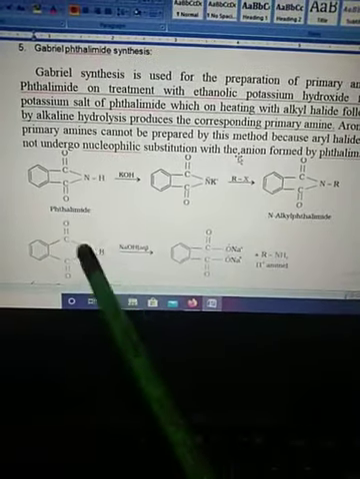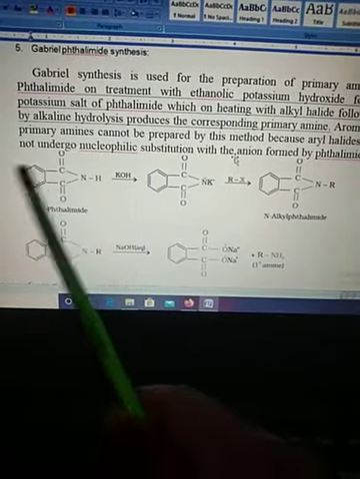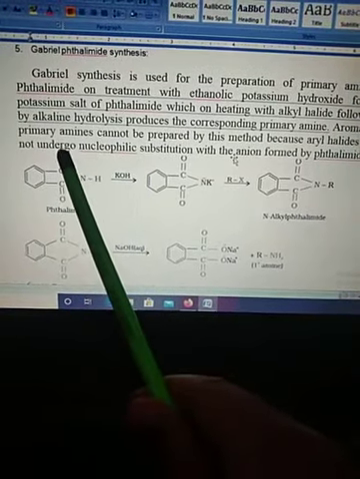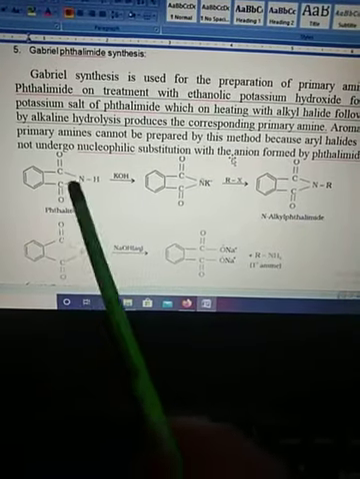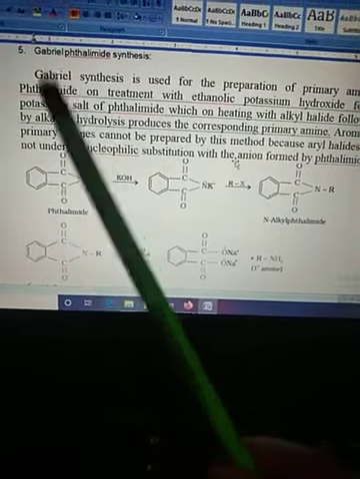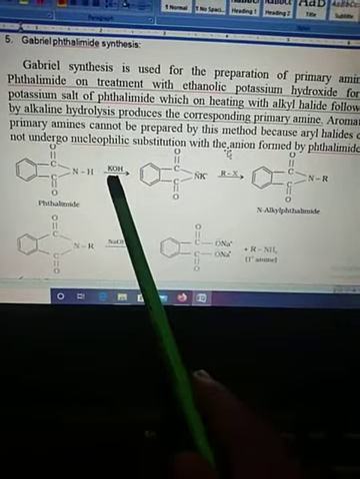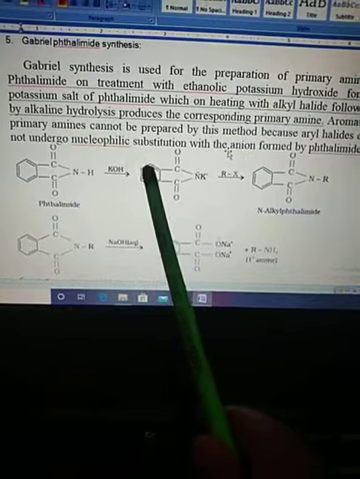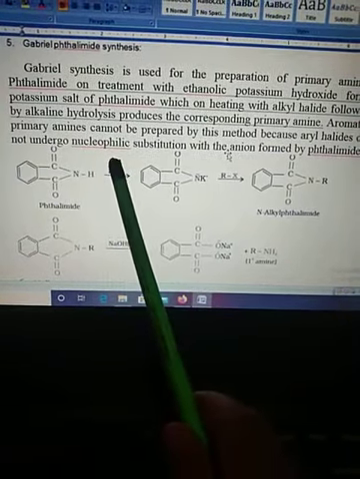Say for example, let us take the structure of phthalimide: a benzene ring, where we have carbon double bond O, NH, again C double bond O. This is called a phthalimide. So in this reaction, the first step is that this phthalimide will be treated with potassium hydroxide. As we know, potassium hydroxide is a base. It will liberate OH minus and K plus.